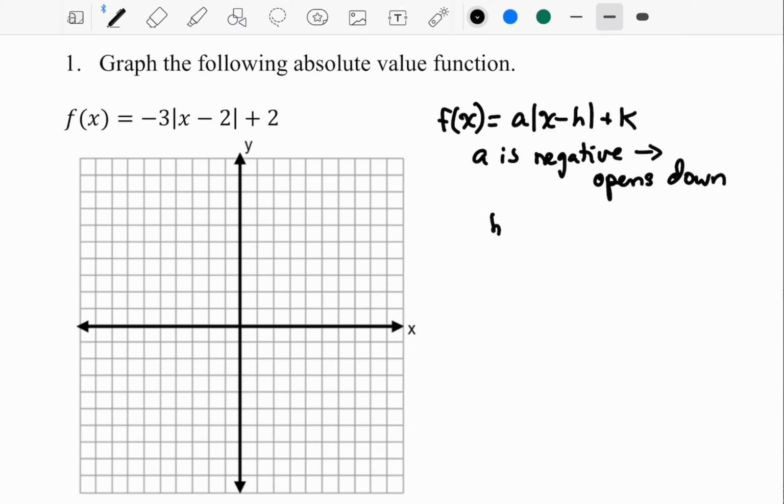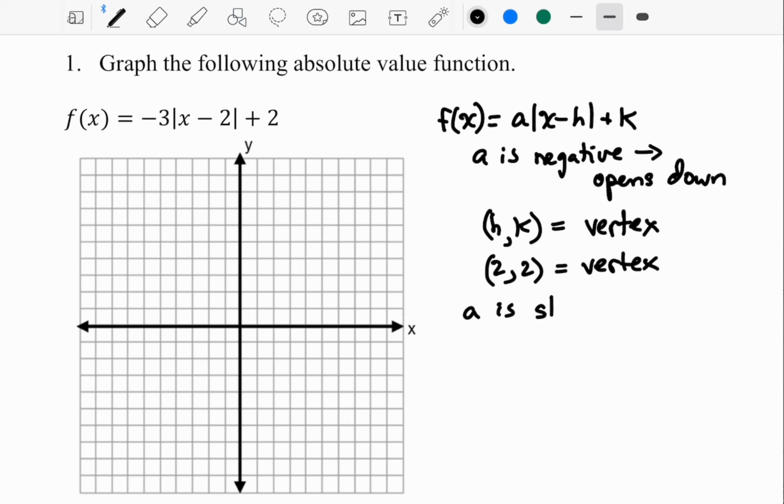The H-K values make up the vertex. All right. So in this case, the H value is 2. The K value is also 2. The absolute value of A gives you the slope, but if we look at A as the slope to the right of the vertex, that's probably the easiest way to think about it. So A is the slope to the right of the vertex.